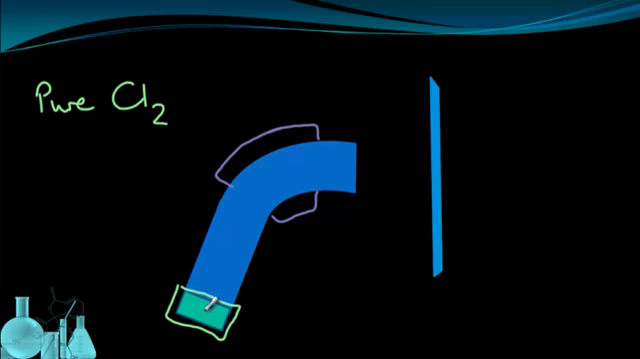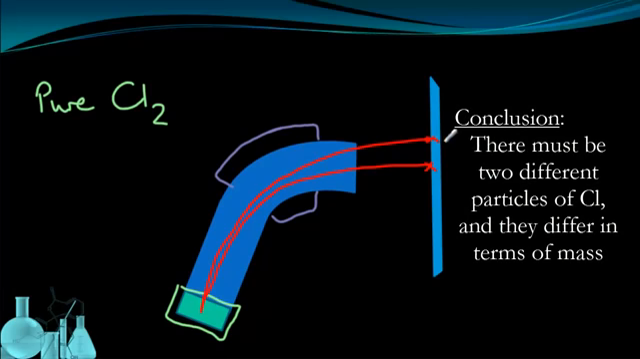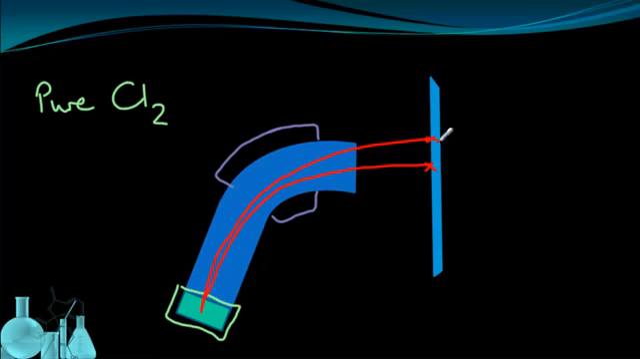Now what we see in this case is that one path of particles gets deflected and hits the screen here, and then we have a second path that follows very closely and gets deflected just a little bit less. And so from a pure sample of chlorine, we're seeing two paths of particles. What this tells us is that there has to be two different particles of chlorine that have different masses from each other. We can also tell which one of these collisions happens more frequently, because the detector screen will detect which location is being hit more often.